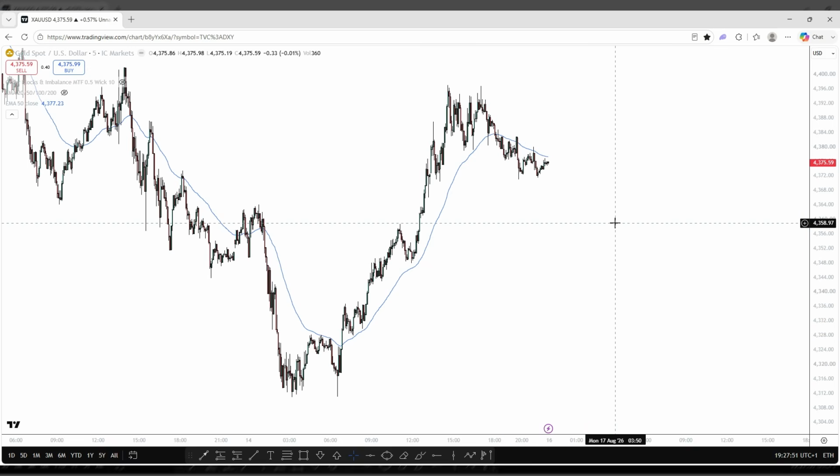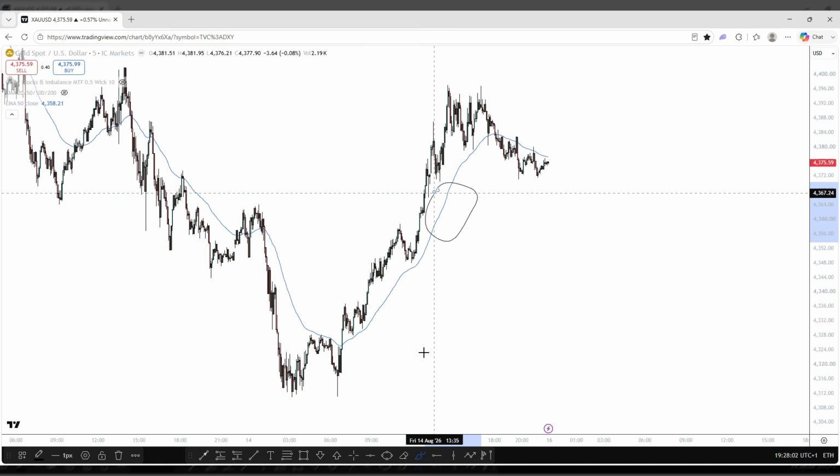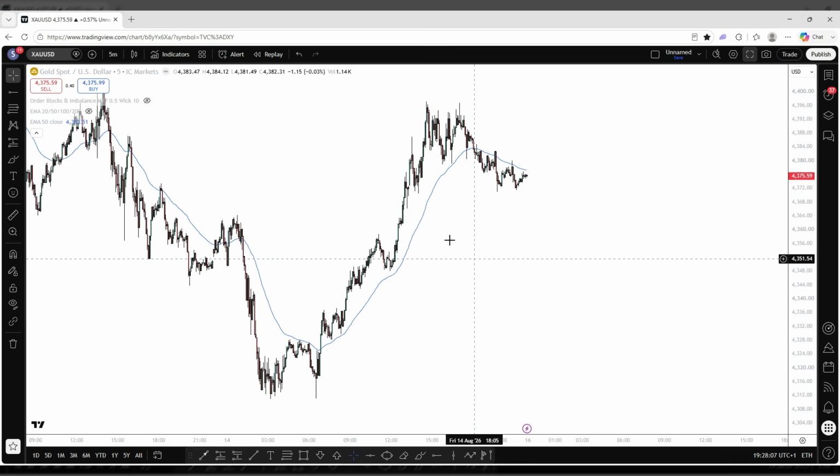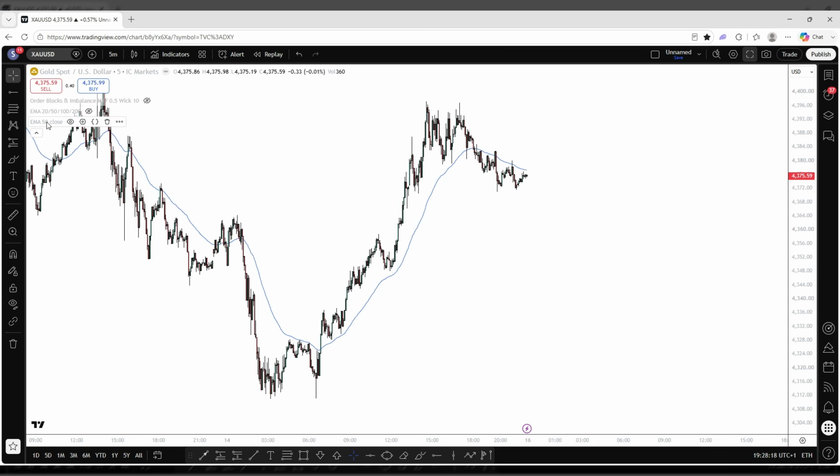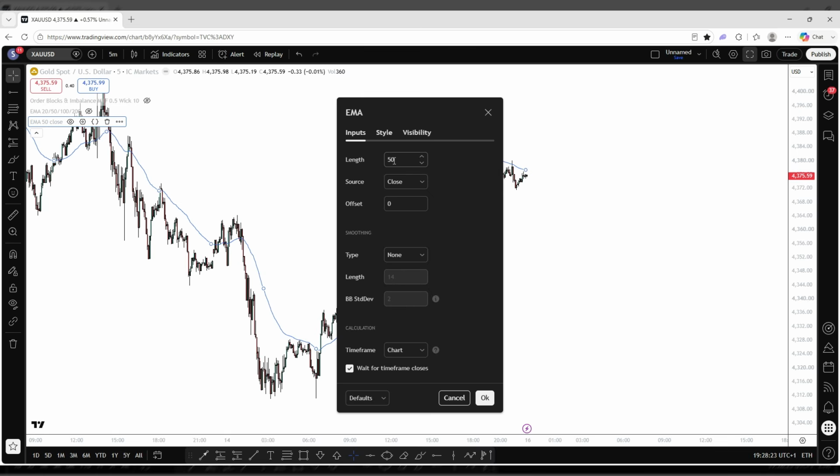However, there's added confluence that you're probably unaware of. What we basically want to identify with gold, especially when we are looking at trends, is that this thing here is going to be our best friend. This is the EMA, the 50 EMA to be precise. If you go to your indicators at the top, click EMA or type EMA, moving average exponential, and add that to your chart, it's going to appear up here, top left. Double click it, and then change the length to 50.